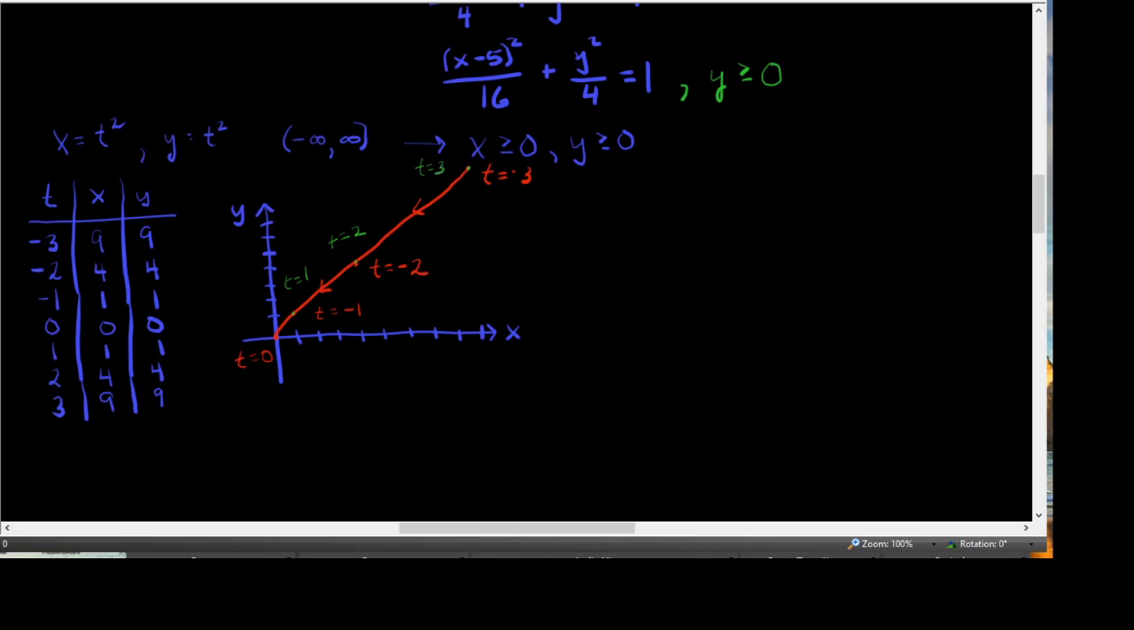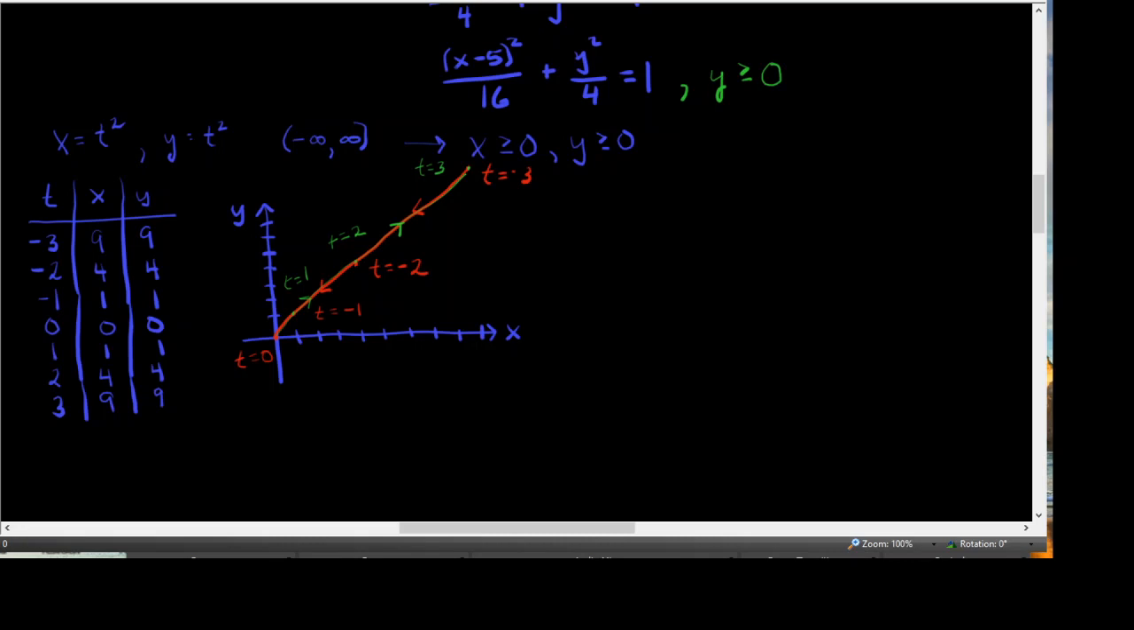So starting at 0, we're going to be going back, tracing back along that same line. And that's why I did it in a different color. Our direction of movement now is indicated by the greenish arrows. So the particle goes from infinity, where x is really large positive and y is really large positive, comes down along the line y equals x, gets to 0, 0, turns around and goes back out that same direction forever.